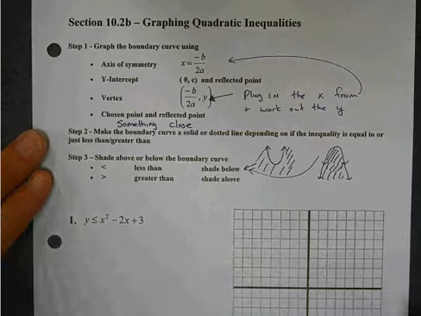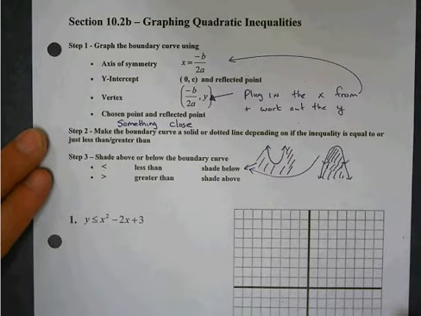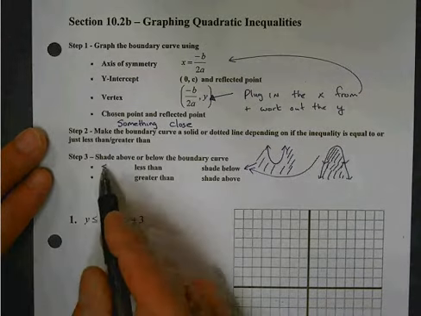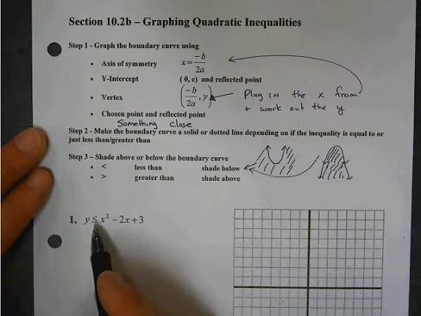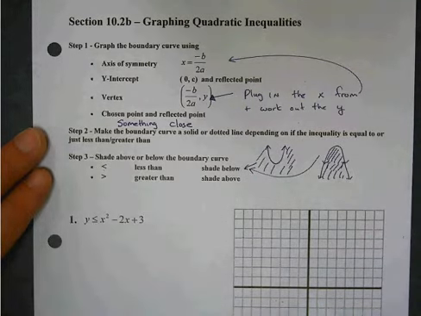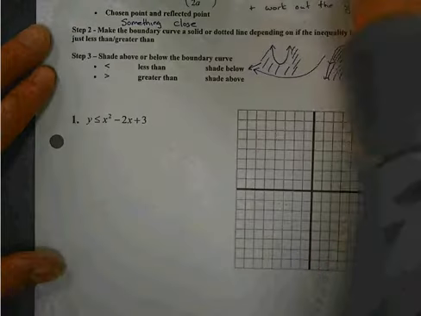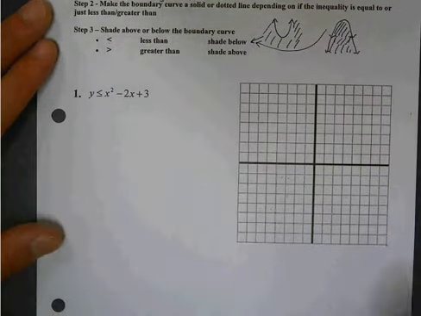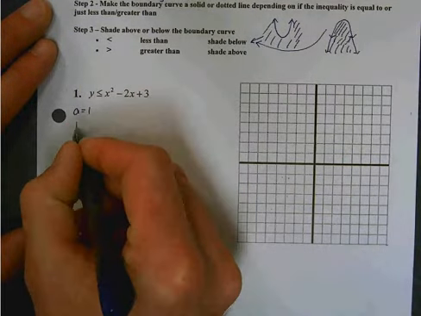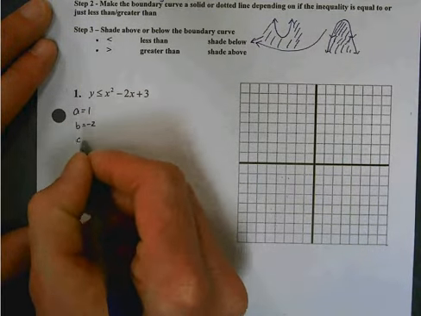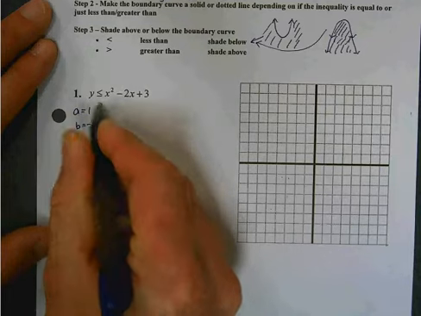All right. Do you remember dotted lines and solid lines? If it's just less than or greater than, it's a dotted line. If it's equal to, it's a solid line. So let's just kind of walk through this first one and see if it makes sense to us. Off to the right, let's put A equals 1, B equals -2, C equals 3, and I'm going to put a box around that.